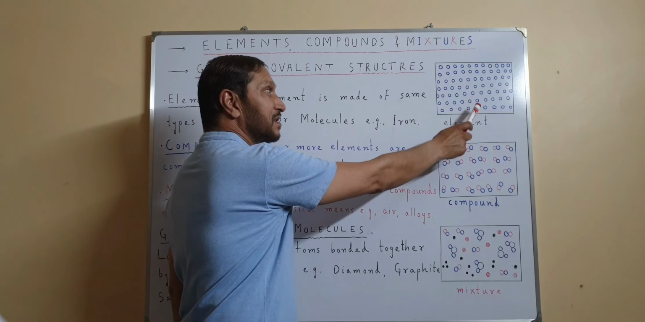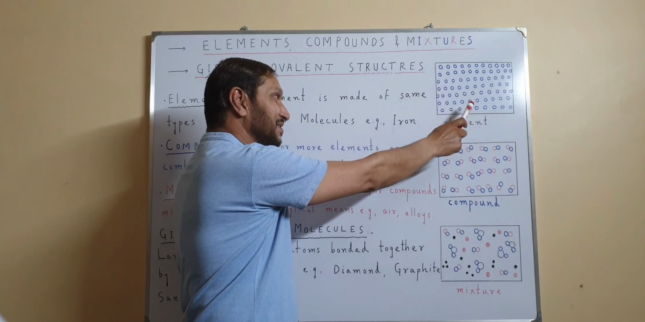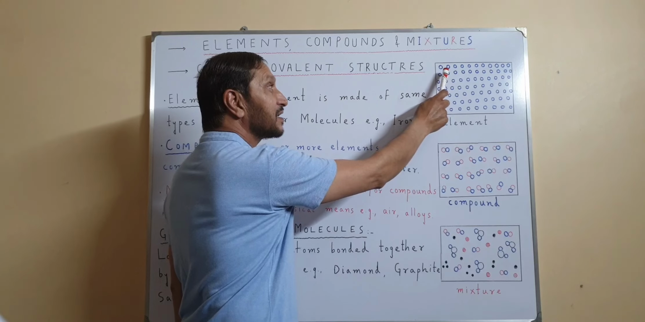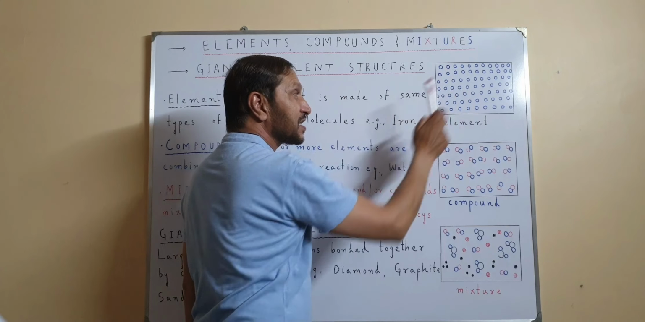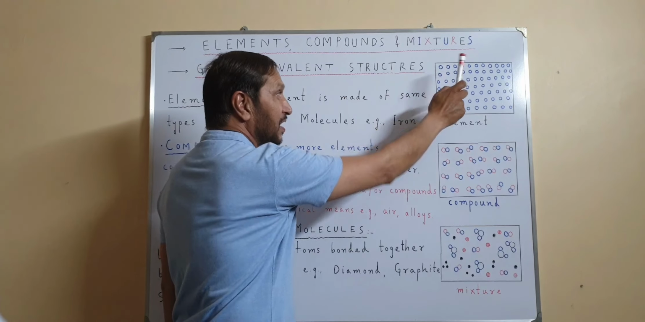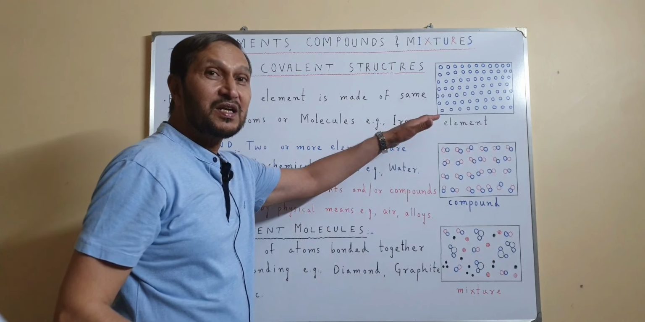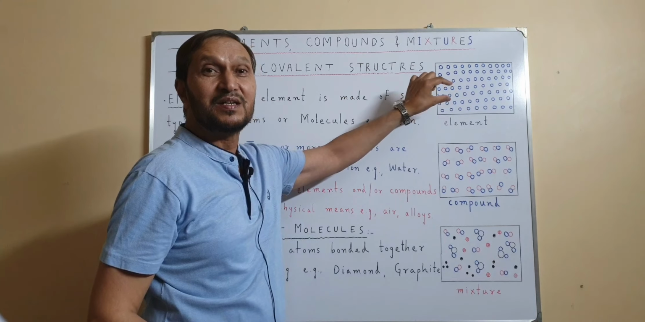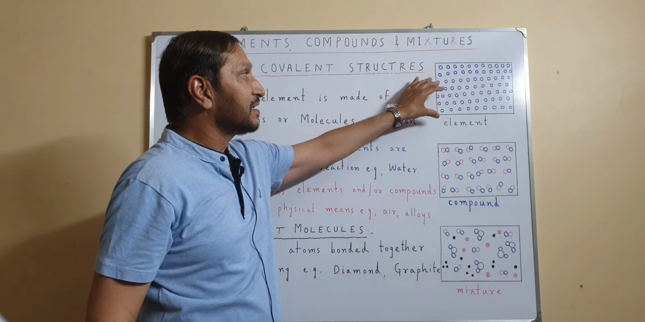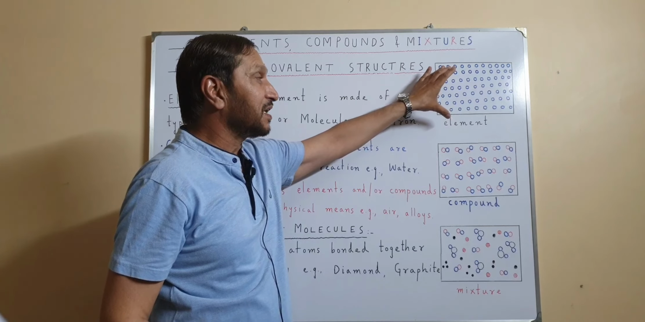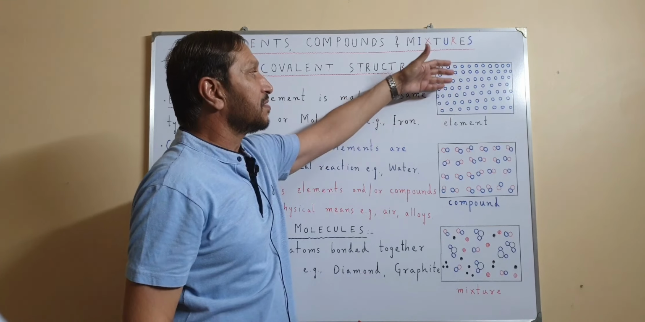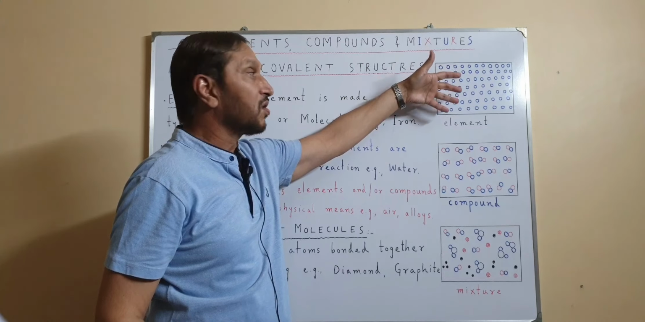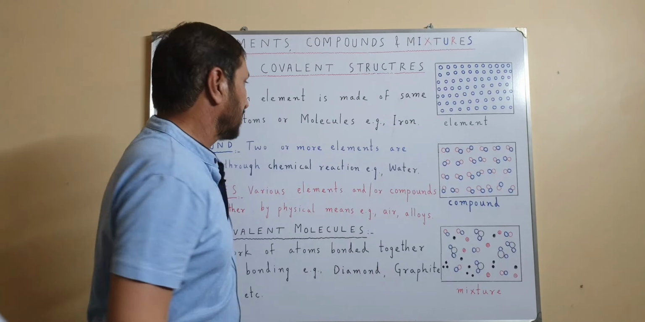This diagram obviously is representing an element. Now look here that all the circles, they are same in size, they are same in color, they are showing the same type of atoms. It means that this diagram is representing an element. It can be iron, it can be carbon or something else.